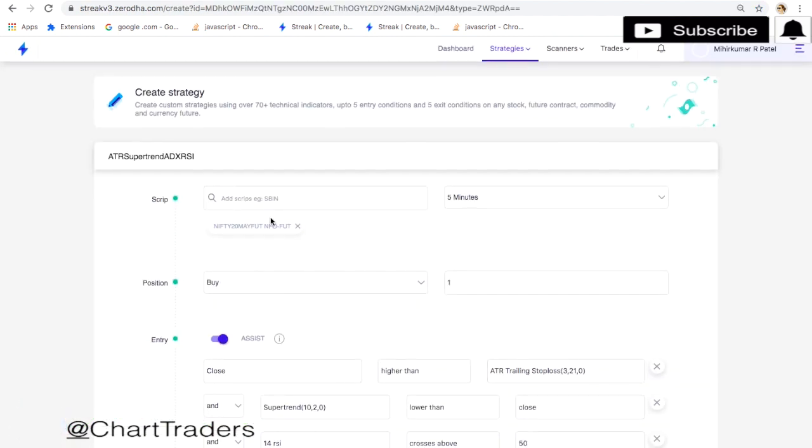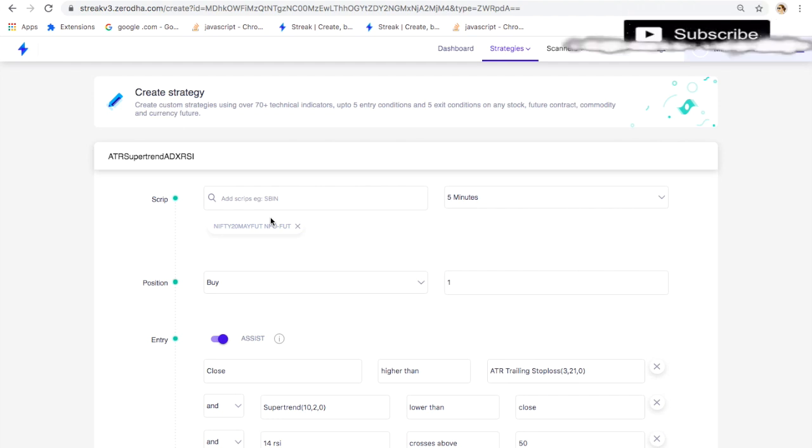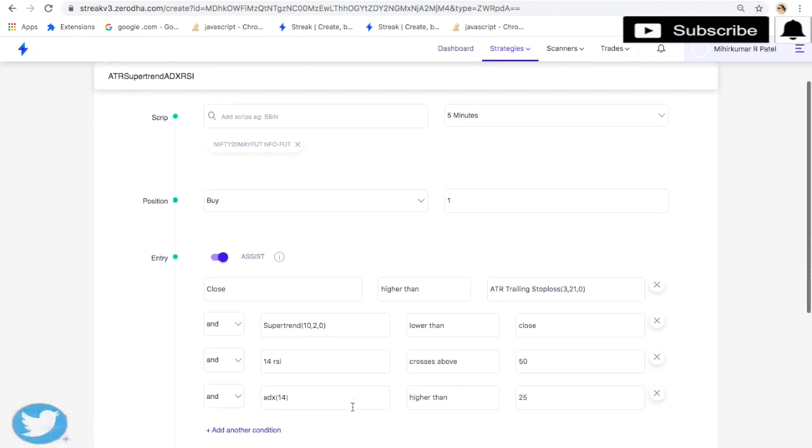Now, in order to see the performance or the accuracy of the trading system, I am going to use Streak. If you don't know what Streak is, just watch my video introduction to Streak and the second video on Streak parameters, and you will know what Streak is. I am going to apply it on the Nifty future 5-minute chart. I want to buy one lot.